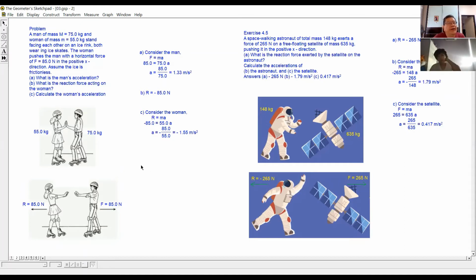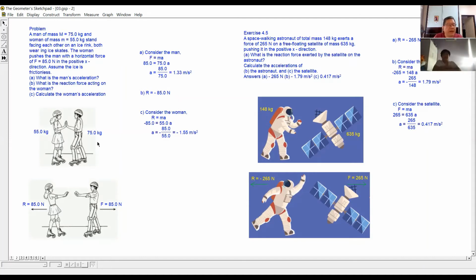Okay, so the question is like this. There's a woman on the left hand side. Her mass is 55 kg. There's a man on the right hand side. His mass is 75 kg, right? So both of them are standing still, facing one another.